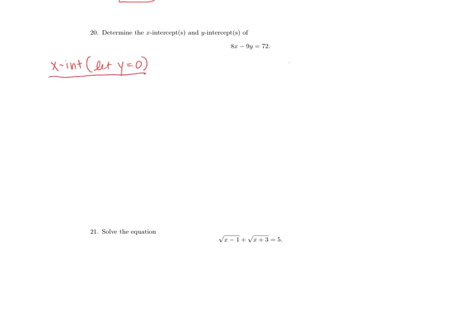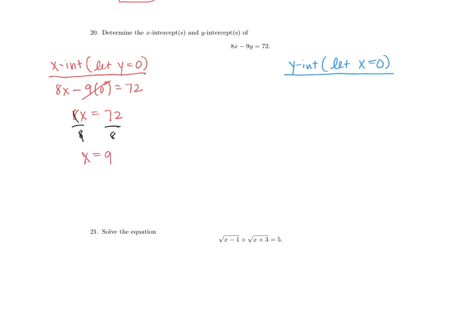And to find the y-intercept or intercepts, depending on your situation, you let x be 0. So whatever intercept you're trying to find, you let the other variable be 0. So in the x-intercept I'm going to have 8x minus 9y, but I'm going to plug in 0 for y, is equal to 72. So that's going to be 8x is equal to 72. Divide by 8. So x equals 9.